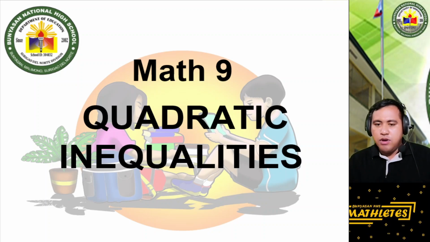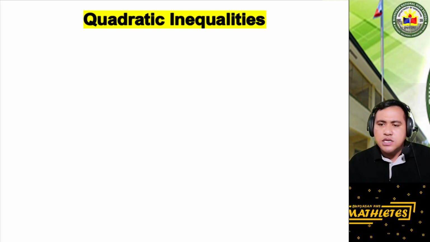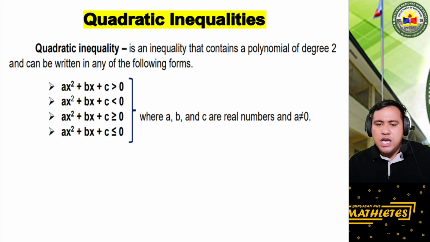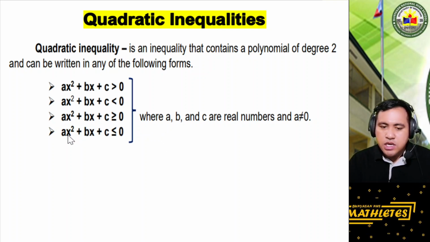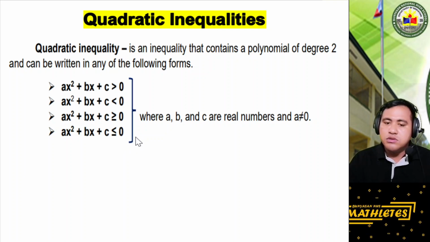So what is a quadratic inequality? A quadratic inequality is an inequality that contains a polynomial of degree 2 and can be written in any of the following forms: ax squared plus bx plus c is greater than 0, ax squared plus bx plus c is less than 0, ax squared plus bx plus c is greater than or equal to 0, and ax squared plus bx plus c is less than or equal to 0, where a, b, and c are real numbers and a is not equal to 0.